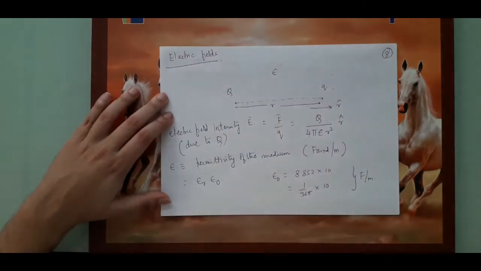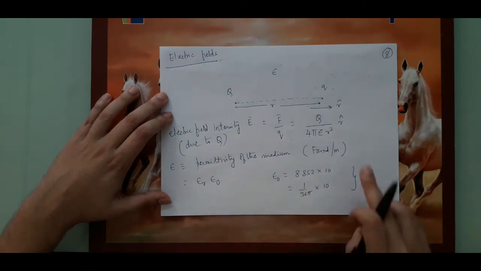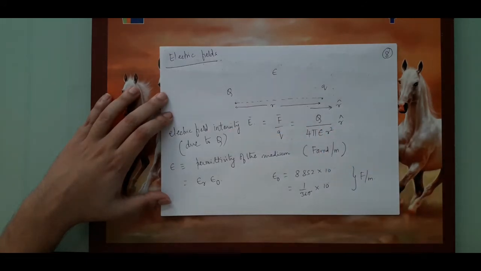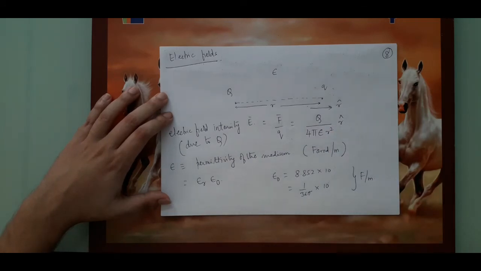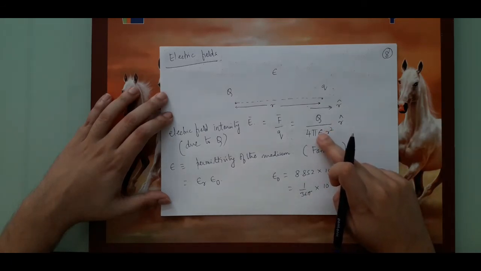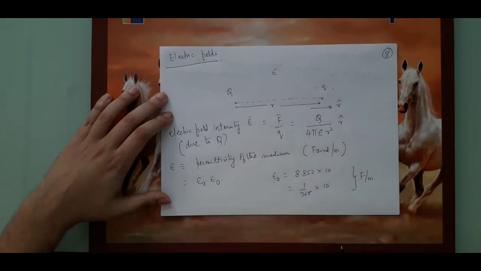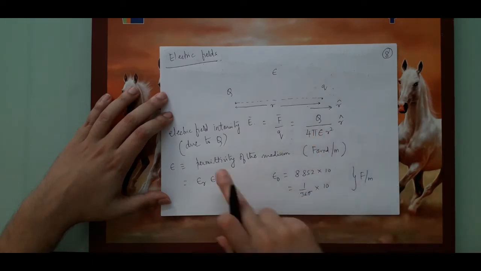So what we can see immediately is that the electric field intensity depends on the charge. The more the charge, the more will be the electric field. The more you move away from the charge, the less will be the electric field, because then the value of R will increase. And most importantly, the electric field depends on the medium parameter epsilon, which is nothing but the permittivity.